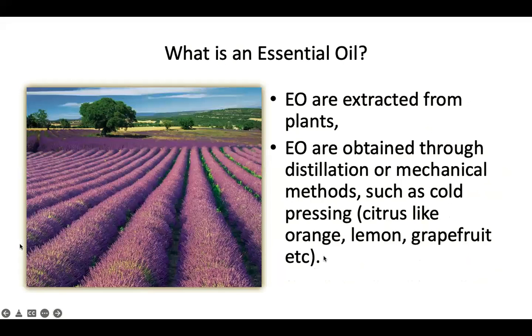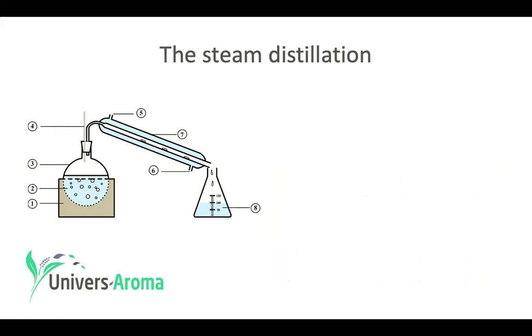So let's speak about essential oil. So what are essential oils? They are extracted from plants and obtained through distillation or mechanical methods such as cold expression or pressing for the citrus. And what is steam distillation?